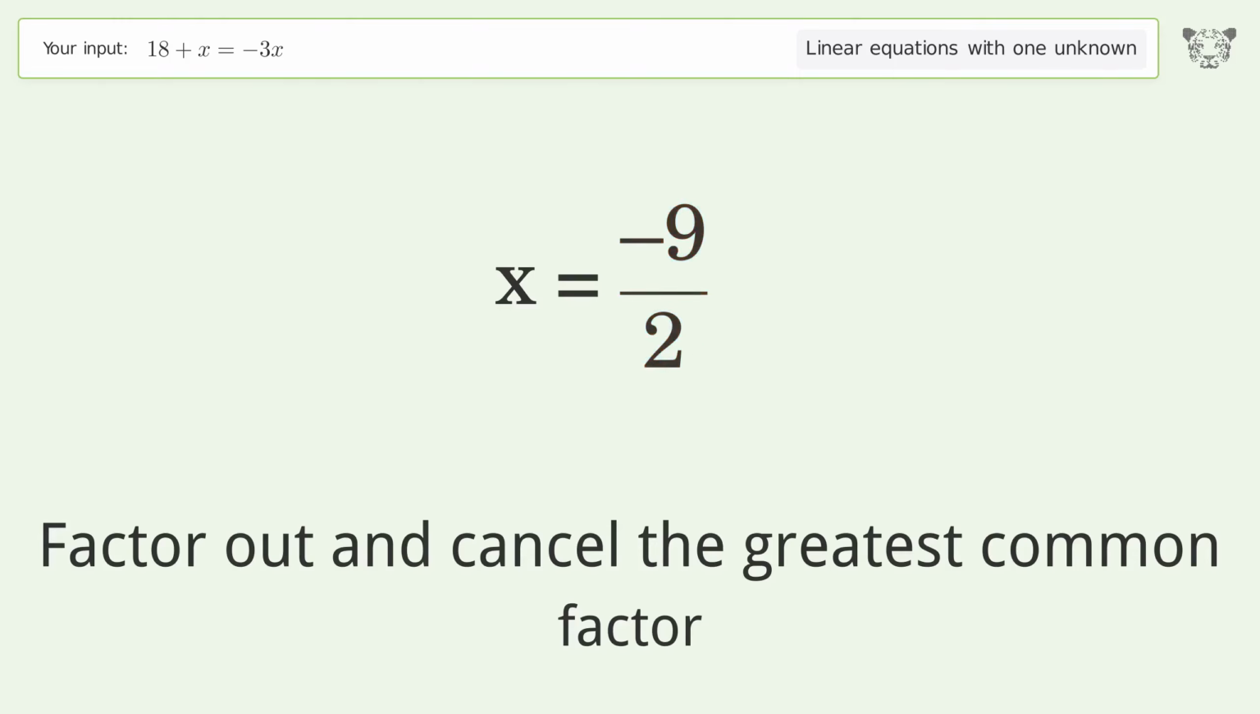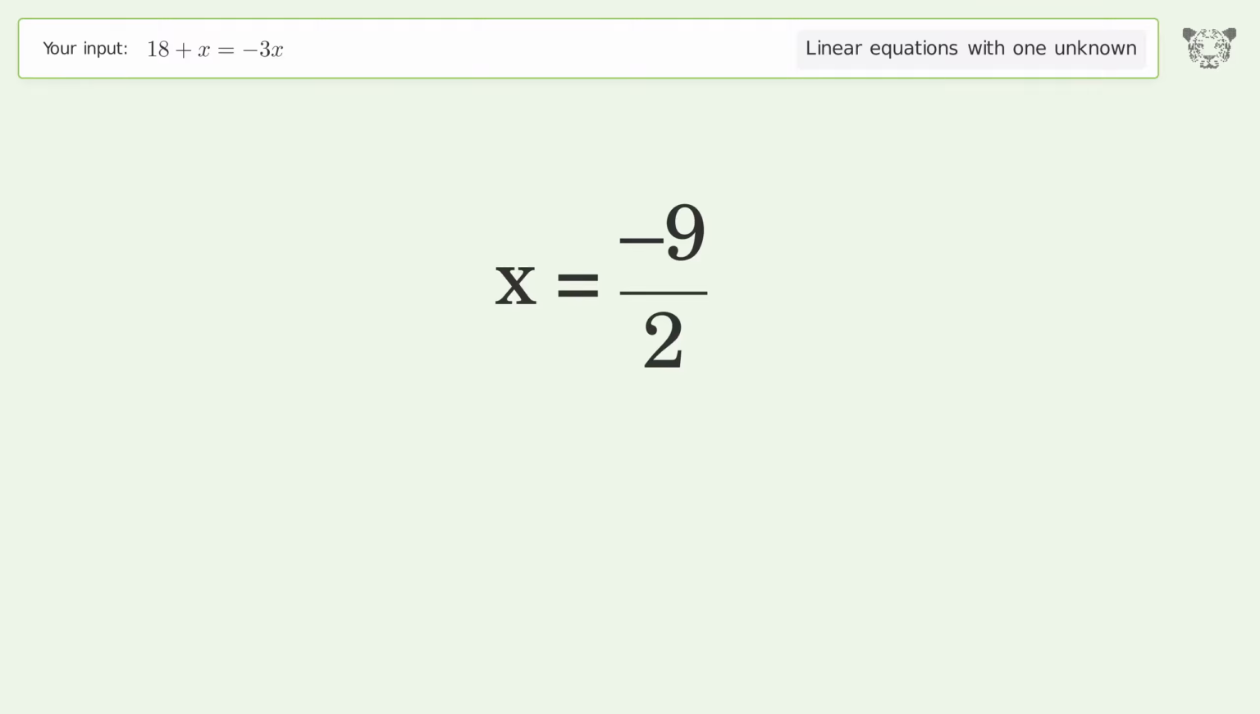And so the final result is x equals -9/2.